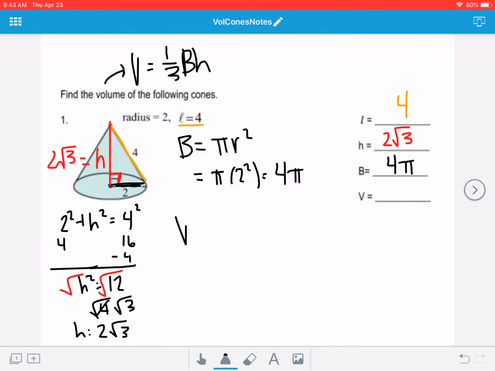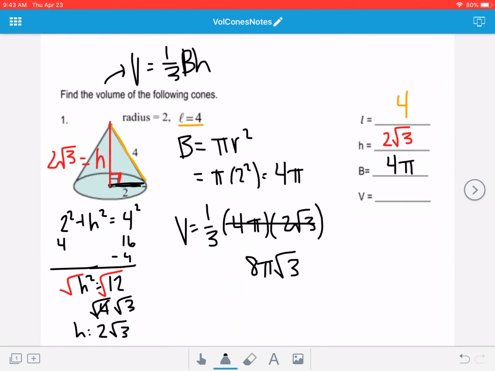To find the volume then, it's 1/3 big B times h. Multiplying this, 4 pi times 2, the number's all out front, give me 8 pi. And then I'm going to take my square root of 3 on there. Divided by 3, because it's a third. I can't reduce any of that. So in exact form, this would be 8 pi square root 3 all over 3 units cubed.